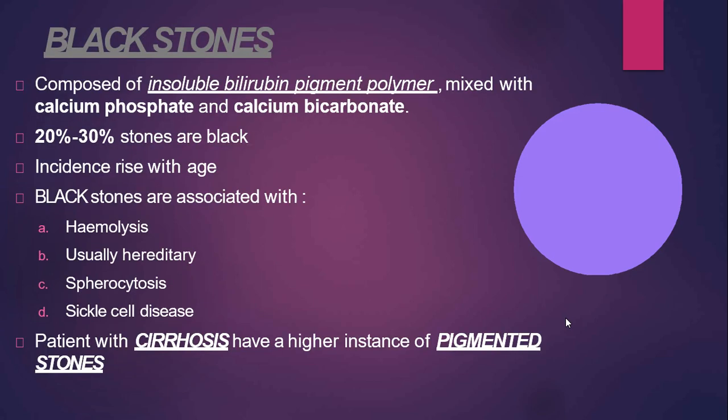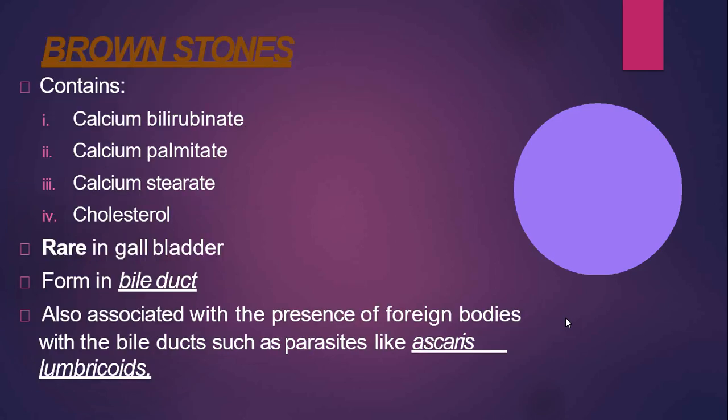Black stones are insoluble bilirubin pigment mixed with calcium phosphate and calcium bicarbonate, and they make up 20 to 30% of stones, and incidence rises with age. Black stones are associated, as I told, with hemolysis, usually hereditary spherocytosis, sickle cell anemia, and so on. Now, patients with cirrhosis have a higher incidence of pigment stone formation.